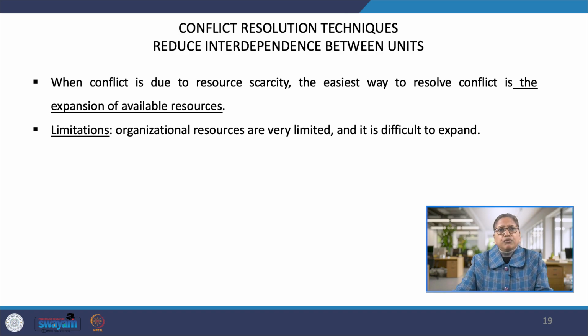Another strategy to reduce conflict is expansion of available resources. When conflict is due to a resource scarcity because of manpower or equipment or finance, the easier way to resolve conflict is expansion of available resources.